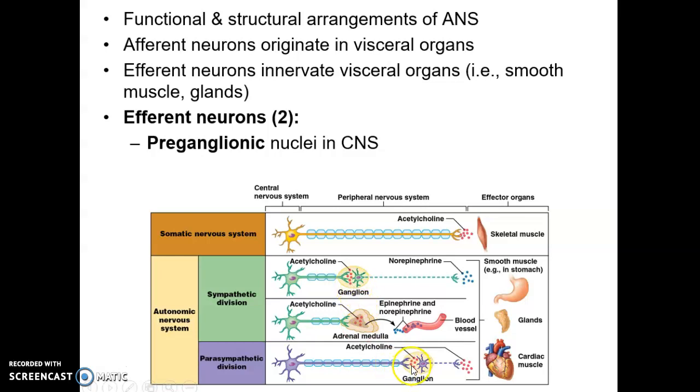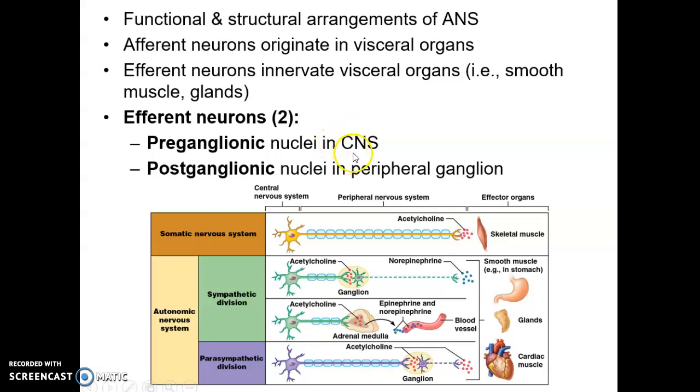So ganglion, adrenal medulla, we'll consider it in terms of a ganglion in the sense that the cell bodies here, the cells that are producing these chemicals, are synapsing with the preganglionic efferent neuron. Okay, so this neuron is physically, structurally and functionally occurring before the ganglion, before the adrenal medulla. So those are the preganglionic nuclei. Their cell bodies are in the central nervous system.